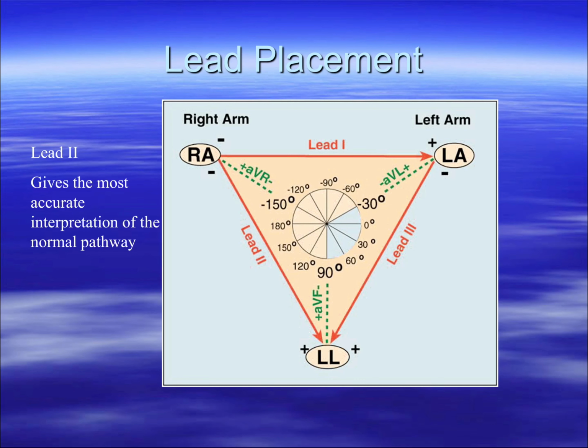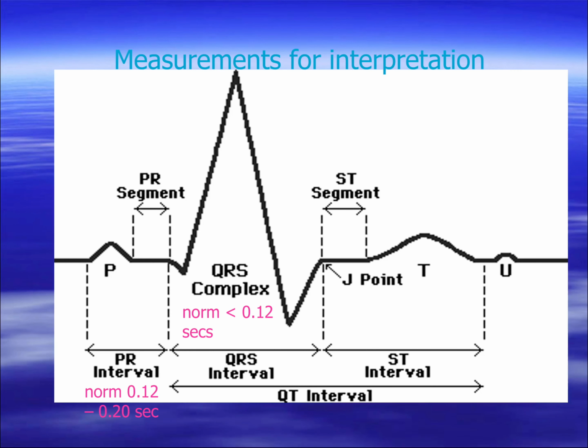And as that electrical impulse travels from the SA node down through the ventricles, it's reflected by different waves on our EKG, starting with the SA node depolarizing, which is the upright, rounded P wave in lead 2. It should be no taller on a vertical axis than 2.5 little blocks.